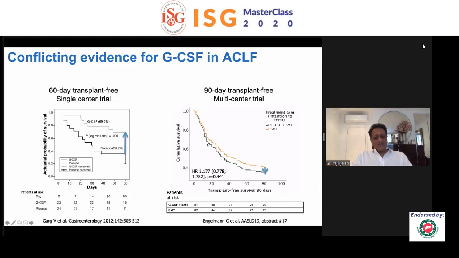And sadly, this study could not be reproduced in a very large study in Germany, where the study was closed early for futility, but also because there was possibly a higher mortality in the group treated with GCSF compared with the placebo group, as you can see here. Of course, not significant. The study was closed early because of futility. So very different, and we can discuss why this is the case.